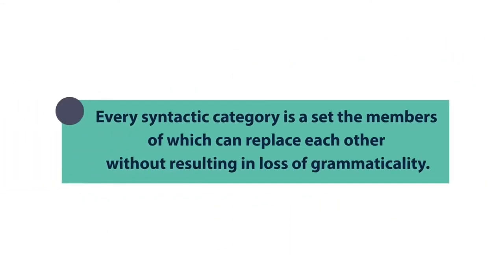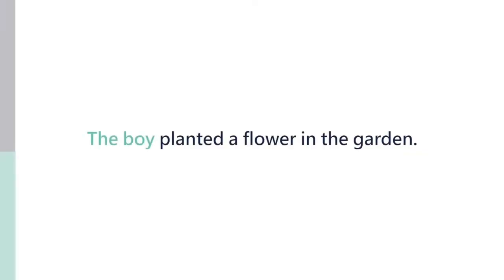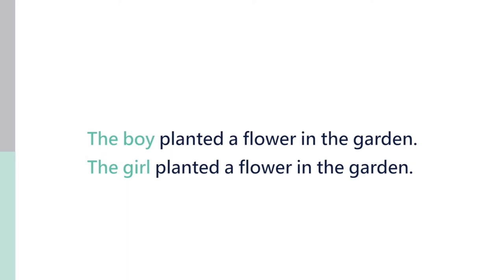for example, if you have a grammatical sentence that contains a noun phrase, you can replace a noun phrase with another noun phrase and the sentence will still be grammatical. Here, the boy belongs to the category noun phrase. You can replace it with another noun phrase. You can say, the sentence will still be grammatical. Let me emphasize, I'm not saying it's going to mean the same thing, but it will still be grammatical.